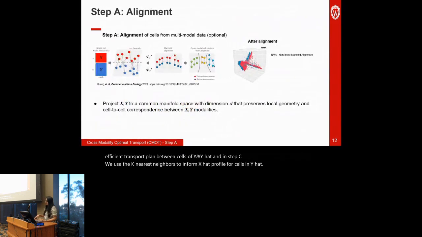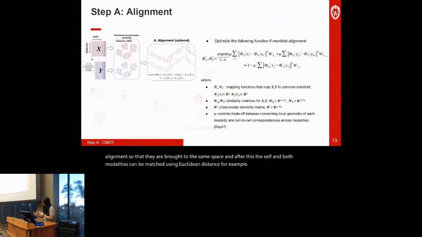Going into step A, if the cells in X and Y are not aligned, we first align them using manifold alignment so that they're brought to the same space. After this, the cells in both modalities can be matched using Euclidean distance, for example. In particular, we optimize the following equation that tries to learn an embedding or a mapping function phi x star and phi y star at the same time. So this optimization tries to preserve the local geometry of each modality, and at the same time, it matches any partial cell-to-cell correspondence between X and Y.